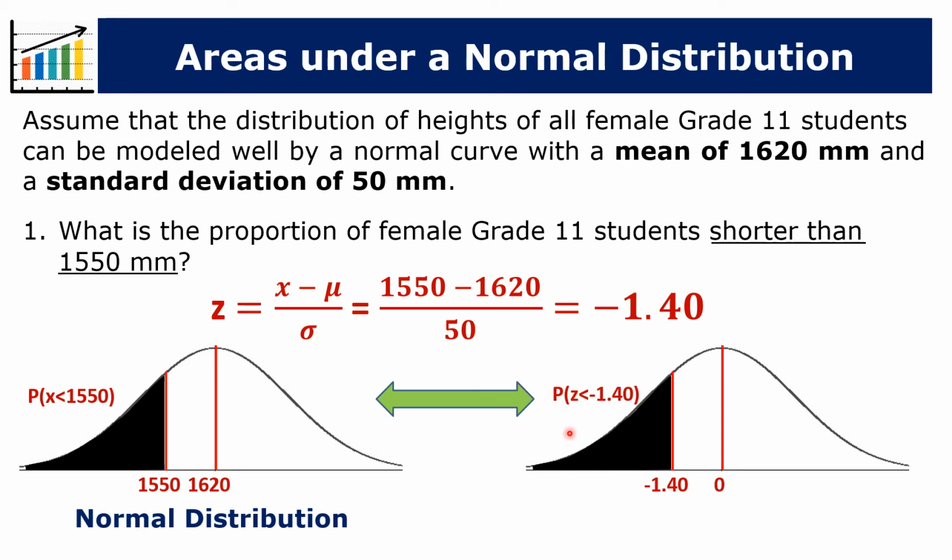Okay, in symbol we have P of z is less than negative 1.40. So kino-convert natin. This is already the standard normal distribution of this problem. Now, of course, there's a need for us to find the area of this shaded region, or the proportion of female grade 11 students shorter than 1550 millimeters. So from the normal distribution, kino-convert natin ito sa standard normal distribution.